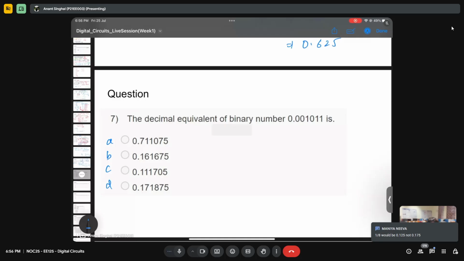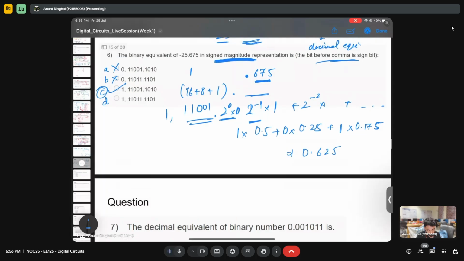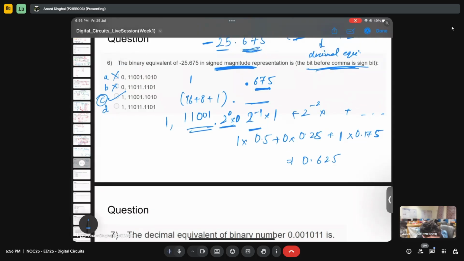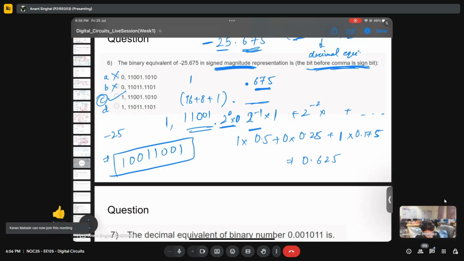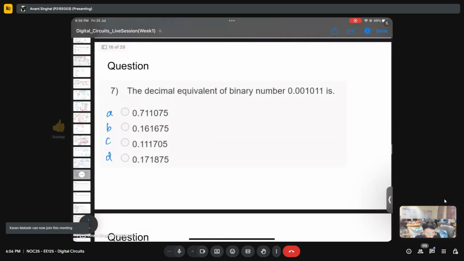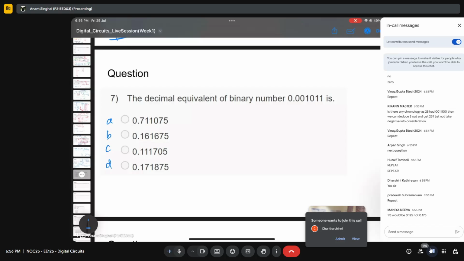Sir, in the above problem, why didn't we take 8 bits for the sign? Because the question has stated that the bit before the comma is the sign bit. So the actual answer, if I say for minus 25, it would be 1 1 0 0 1. This is 25, so 0 1 2 3 4 5 6 7 8. This is the actual representation, if that is what you are asking. Make sense? Yes, sir. Okay. Thank you, sir.